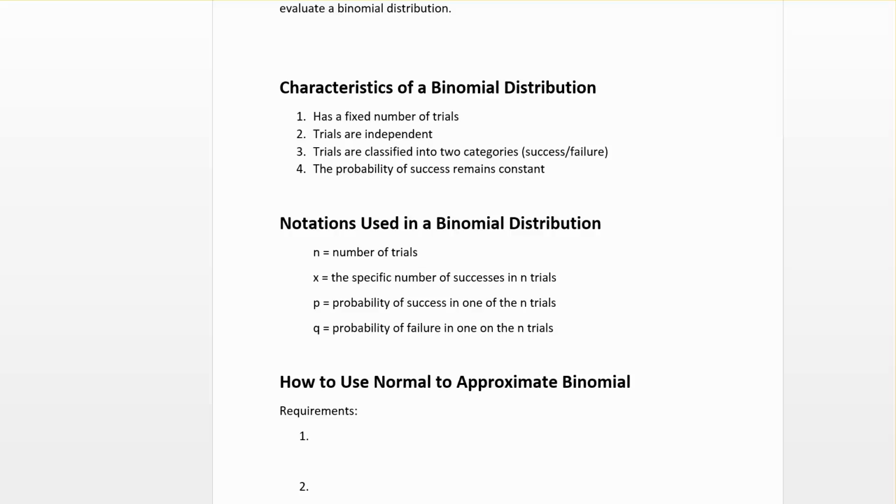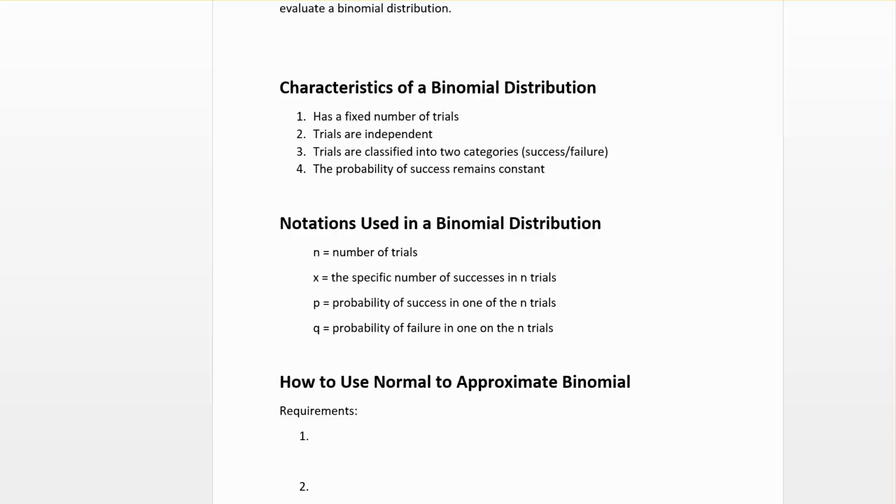So for a binomial distribution, the trials have to be independent. The third one's the really important one. Trials are classified in two categories. It's either success or failure. So if you're looking for the number of times that you get tails out of 100 flips of the coin, tails would be considered a success, and getting heads would be considered a failure. And then finally, number 4, the probability of success remains constant. That kind of went with number 2 a little bit: the probability of getting tails is 0.5. That never changes throughout all 100 trials that we would do.